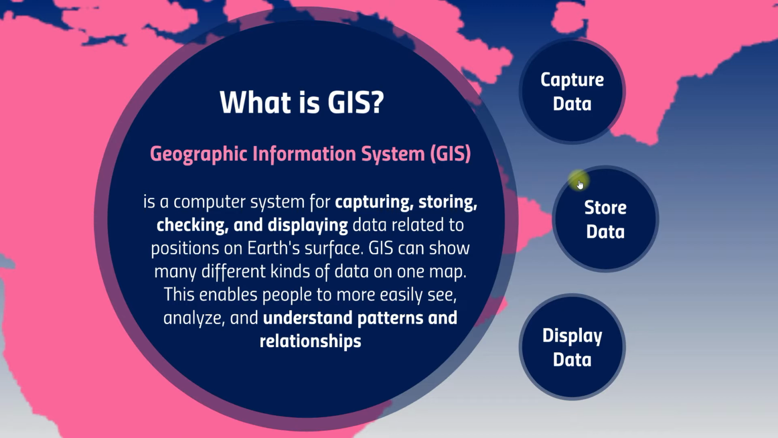Geographic Information System is a computer system for capturing, storing, checking and displaying data related to the position on the Earth's surface. GIS can show many different kinds of data on one map. This enables people to more easily see, analyze and understand patterns and relationships. So let's talk about it: capture the data, store the data and display the data.